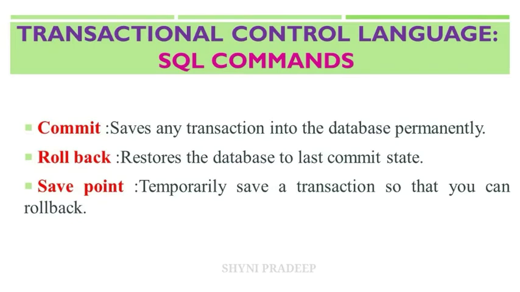Commit. It saves any transaction into the database permanently. Rollback restores the database to the last commit state. Savepoint. It temporarily saves a transaction so that you can roll back.